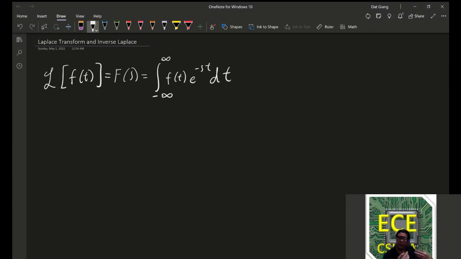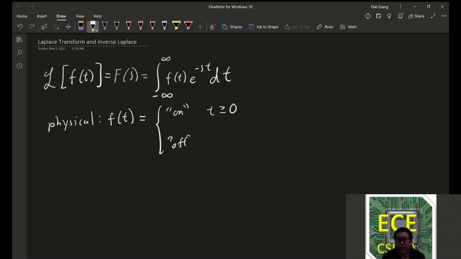Now, this has many parts to it. One, if we're modeling any kind of physical system where the time function is given by two parts, it really only makes sense to say that it's on when t is greater than or equal to 0, and it is off when t is less than 0.